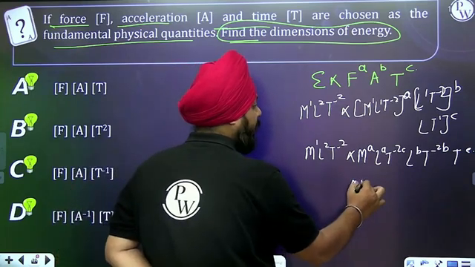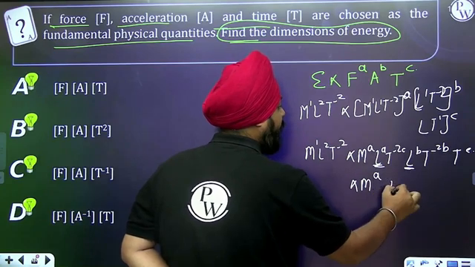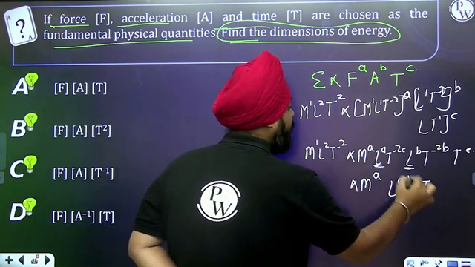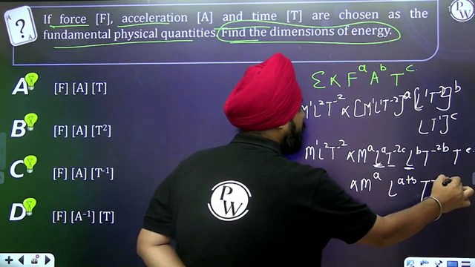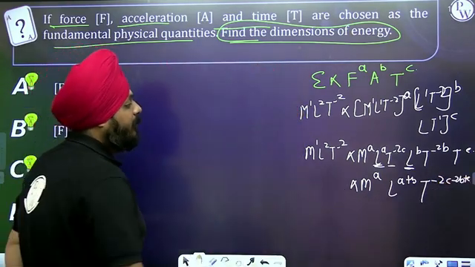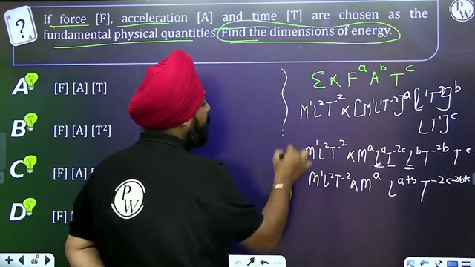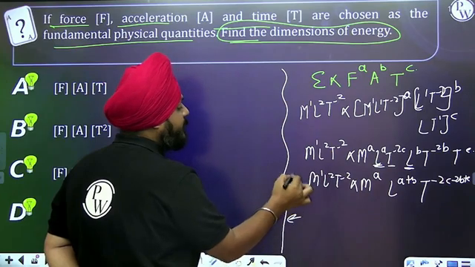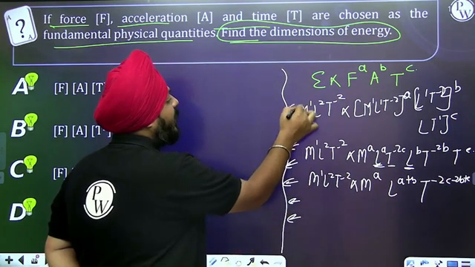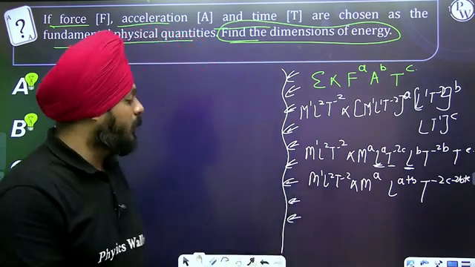So it is M to the power a, L if we combine L to the power a plus b, T if we combine -2a - 2b + c. And it is equivalent to M^1 L^2 T^-2. Can we compare the terms on the LHS and RHS to obtain the equations? Yes or no?